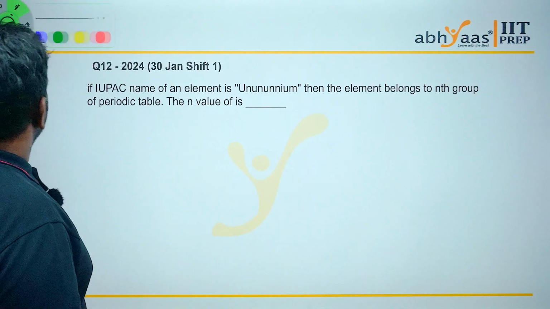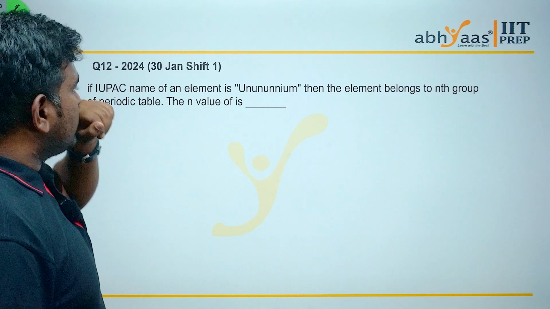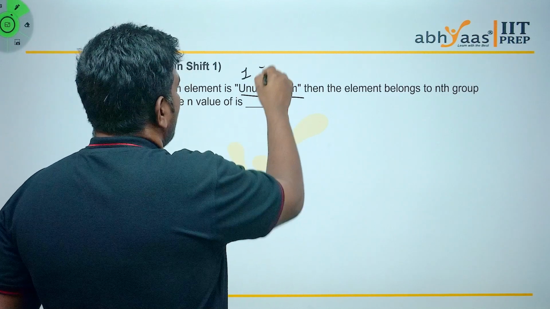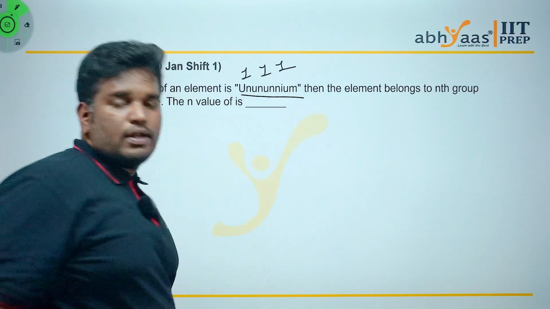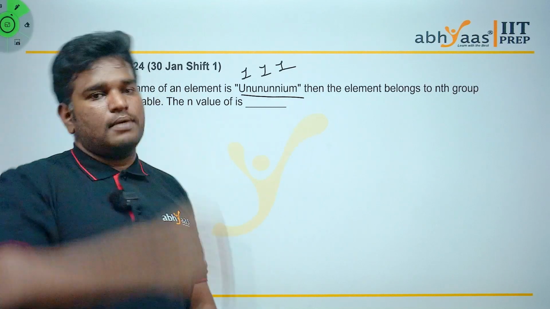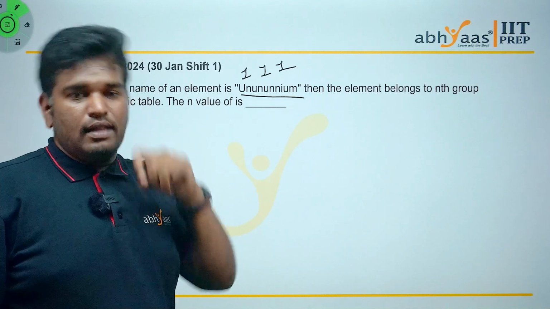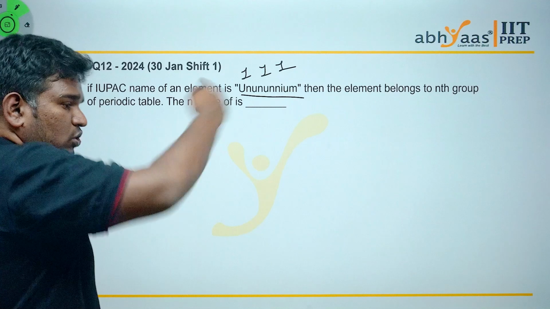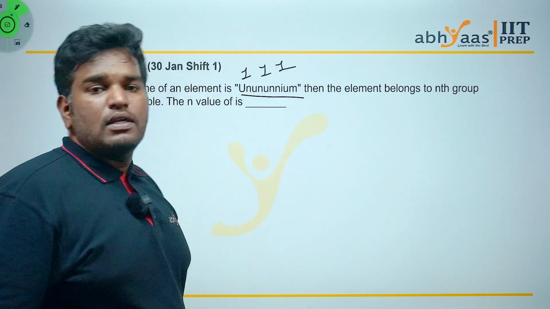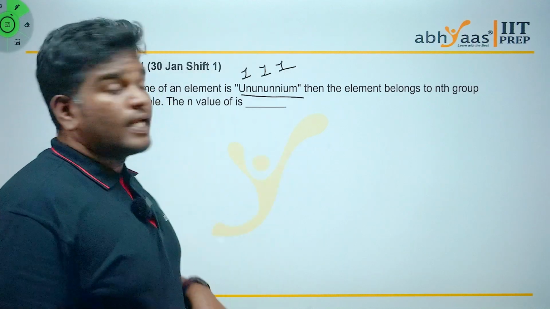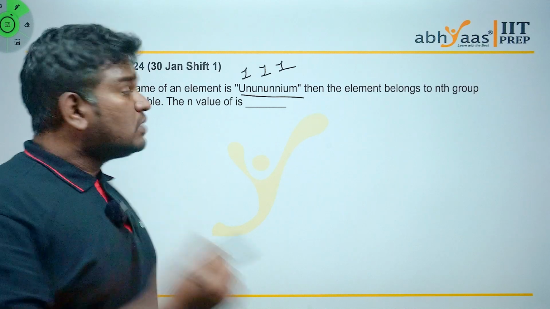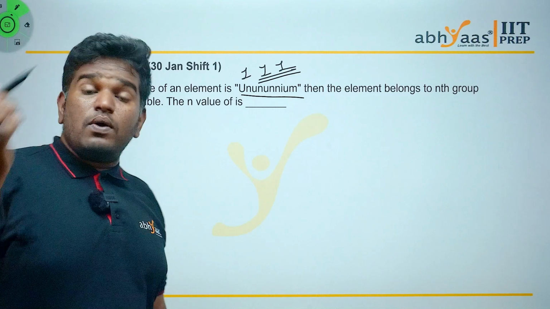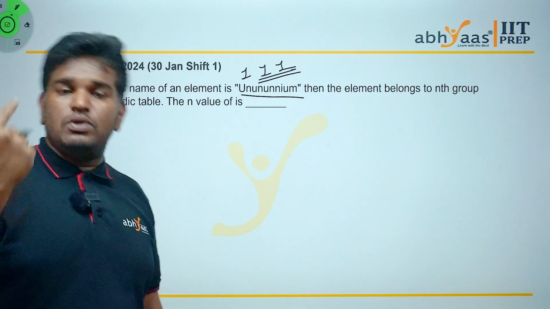Now going to question 12. So you know that 'unun-unium' will be 1, 1, 1, right? By that particular name, we can know that it will be 111. So they are asking, the element belongs to which group of the periodic table? That means first group, second group, like that we are having the groups. So to which group does this particular 111 element belong? You just see what the last two digits are. According to that, we can easily say to which group it belongs.